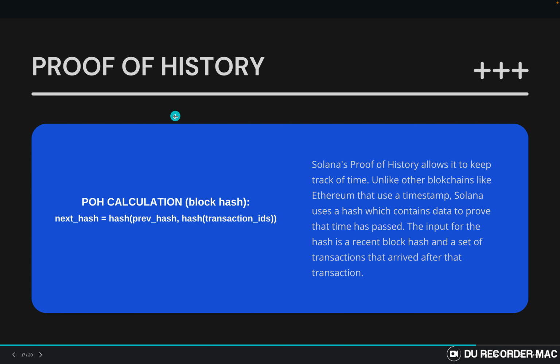So proof of history. What is proof of history? Solana's proof of history allows it to keep track of time. If you are familiar with Ethereum, you know there's this thing called timestamp. They attach it to each block. If you have also worked with Solidity, you know that you can access the block. There's this global variable called block.timestamp.